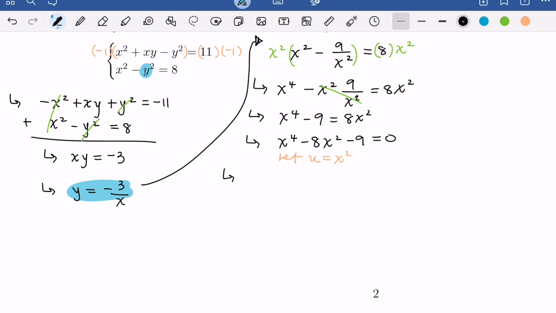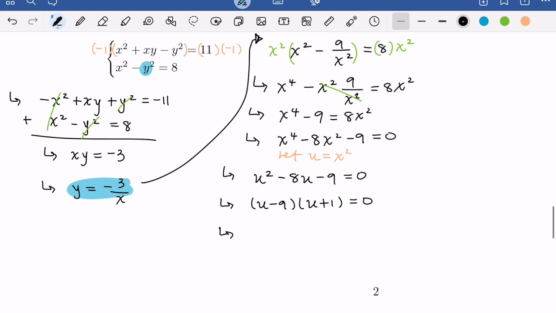So if u is equal to x squared, this first term can be written as u squared. So I'm going to have u squared minus, I have 8 times x squared, but remember x squared is u, so minus 8u minus 9 gives us 0. Now from here we can easily factor this. This is going to be u minus 9 times u plus 1, which gives us 0. Well, this is going to be u is equal to positive 9 and u is equal to negative 1.